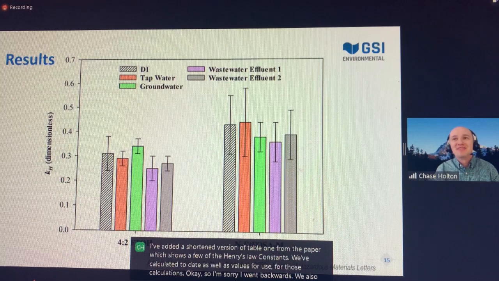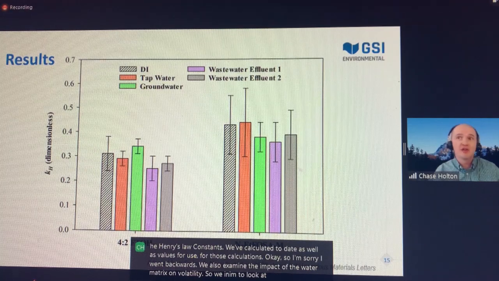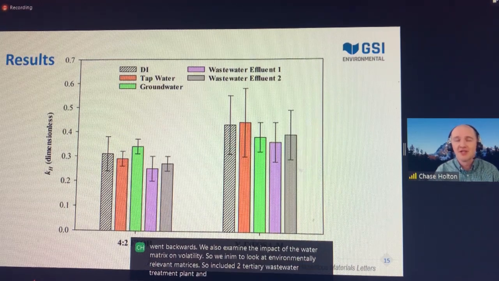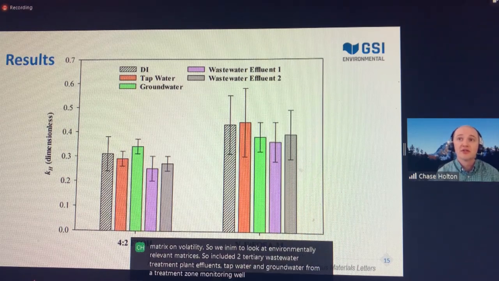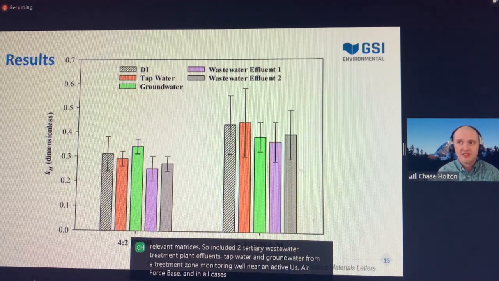We also examined the impact of the water matrix on volatility. We aimed to look at environmentally relevant matrices, so we included 2 tertiary wastewater treatment plant effluents, tap water, and groundwater from a treatment zone monitoring well near an active U.S. Air Force base. And in all cases, no PFAS was detected in the headspace before they were spiked with PFAS.